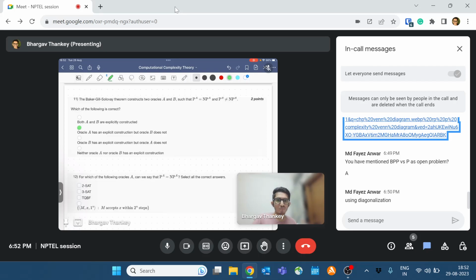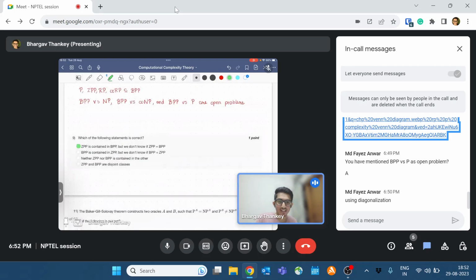Okay, so there was one more question. BPP versus P is an open problem. So you had a question about whether P is a subset of BPP? Yeah, P is a subset of BPP. What we don't know, by BPP versus P, I mean, is P a strict subset of BPP, or is P equal to BPP?